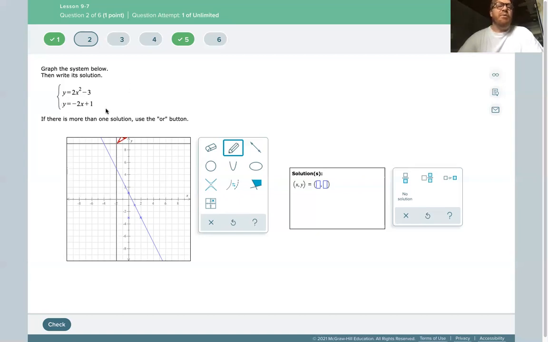So let's find a second point. Okay, so let's put in the point 2. Okay, so 2 squared is 4. And 4 times 2 is 8. Now all I got to do is go 8 minus 3, and that's 5. And so I'm going to go to the point 2, 5. I'm going to put it right up there. And now I'm going to mirror these things.